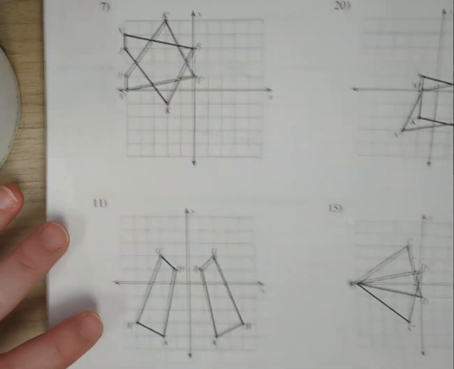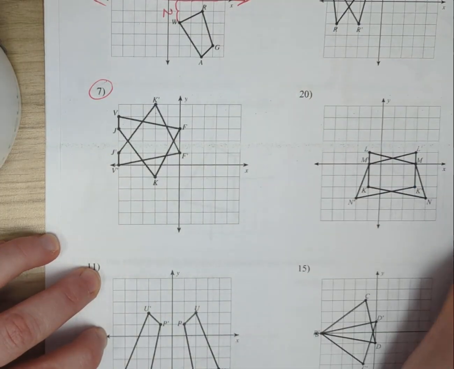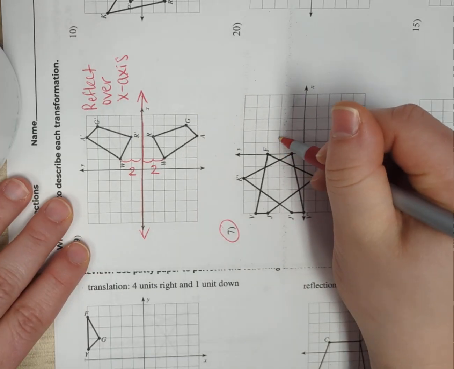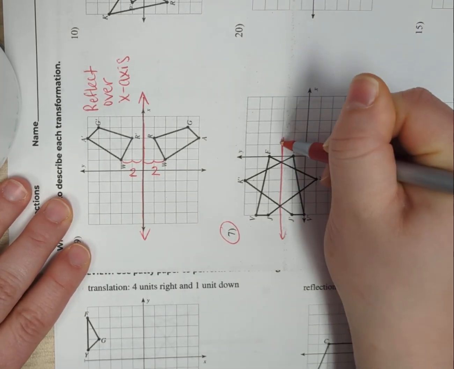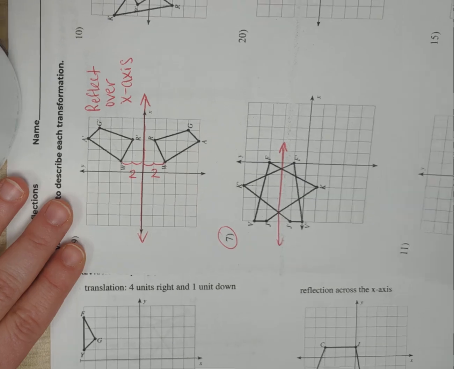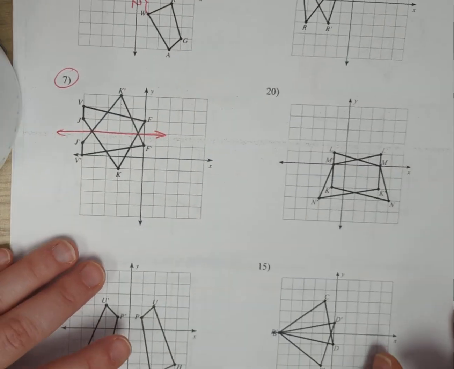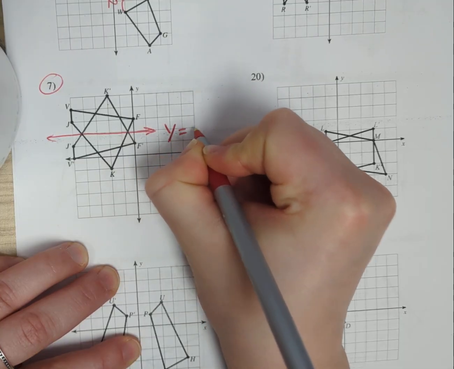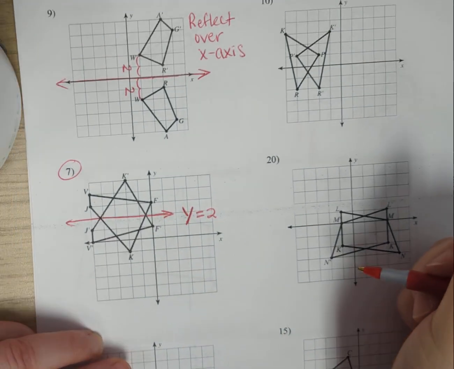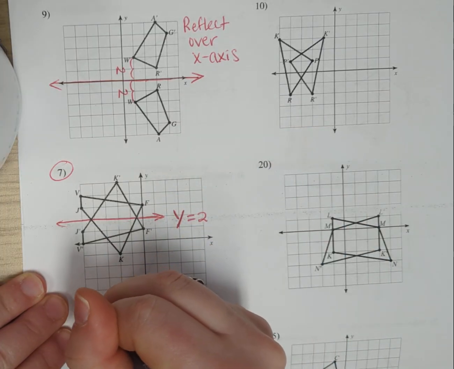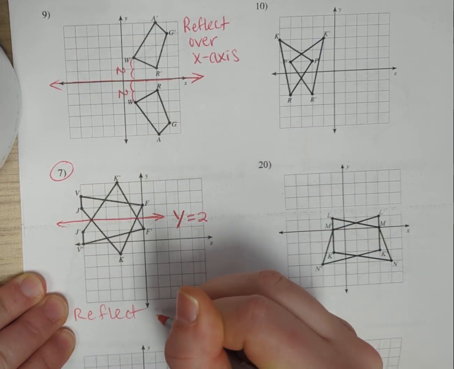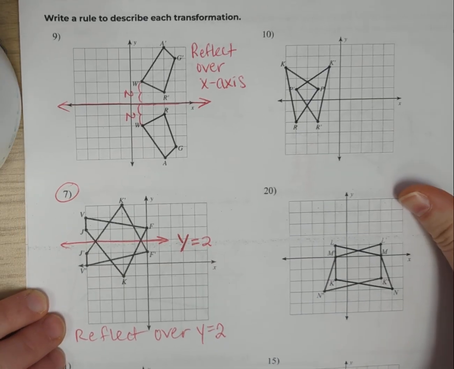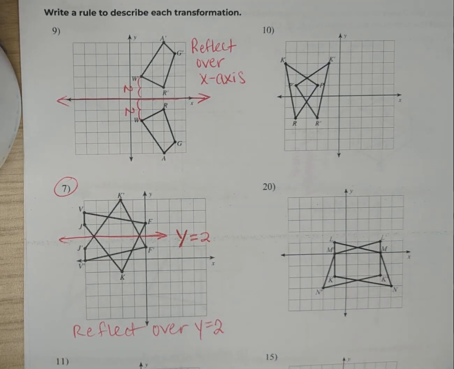Now let's do this next one right here. Look at how this one, if we turn it like this, we can draw that line of symmetry right down the middle. So it's not an axis this time, it's a different line. Let's go back to our graph. That crosses the y-axis at 2, so this would be y equals 2. For our description, we would have to use our vocabulary. We would say reflect over y equals 2. And that's how to write a rule to describe each transformation.